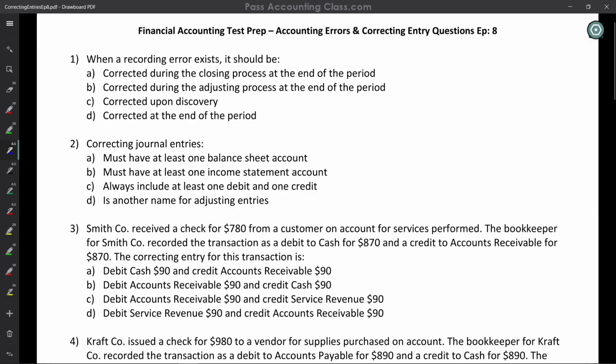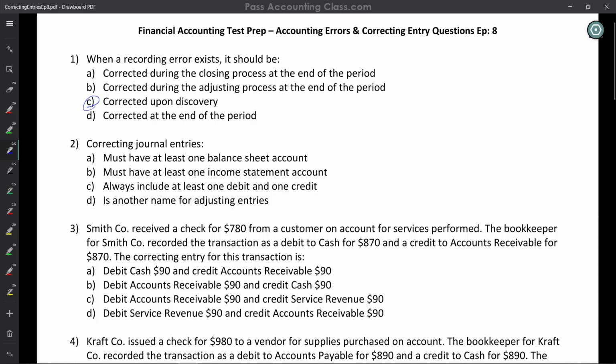Alright, for the first question it says, when a recording error exists, it should be corrected during the closing process at the end of the period, corrected during the adjusting process at the end of the period, corrected upon discovery, or corrected at the end of the period. So whenever a recording error exists, you want to correct it upon discovery. So the answer here is going to be C.